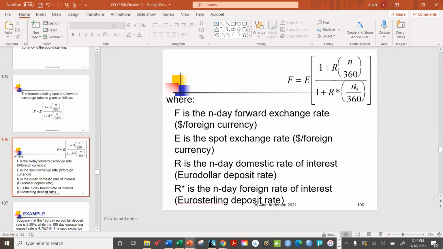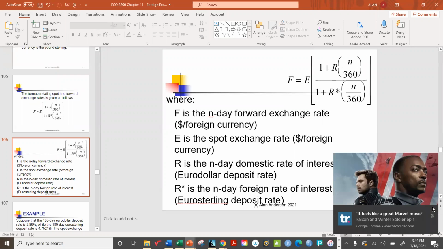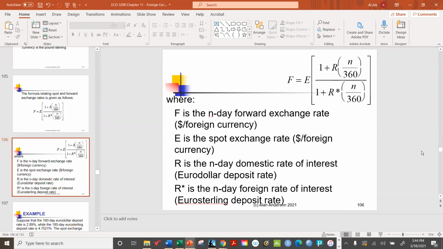N is the length of time until the maturity of the forward exchange rate. In other words, if it's a 90-day forward exchange rate, N is 90. R is the domestic rate, which in our case means the dollar, eurodollar deposit rate. R star is the foreign rate, which in this case is the euro-sterling deposit rate. E is the current spot exchange rate, quoted as dollars per pound. And F is the forward exchange rate, quoted as dollars per pound.